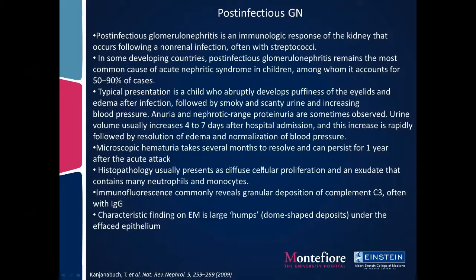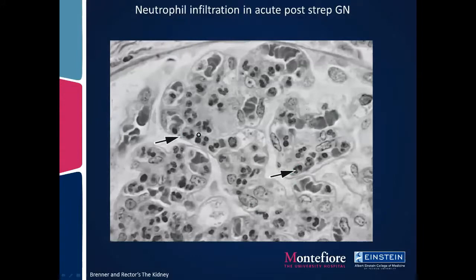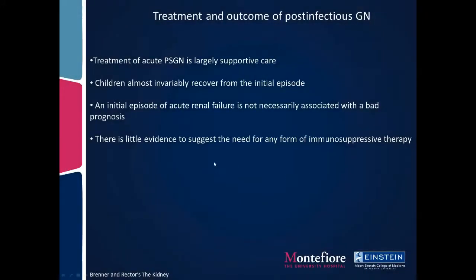As for the pathology, you have diffuse cellular proliferation, and it contains many neutrophils and monocytes. Neutrophilic infiltrate is the hallmark of post-strep glomerulonephritis. On immunofluorescence, as we said, it's a granular deposition of IgG, and with that, complement C3. The classical findings on electron microscopy are these subepithelial humps that we showed earlier under the effaced epithelium. This is the same slide showing the neutrophilic infiltration, and I don't have the humps, but that was shown earlier on the subepithelial side.